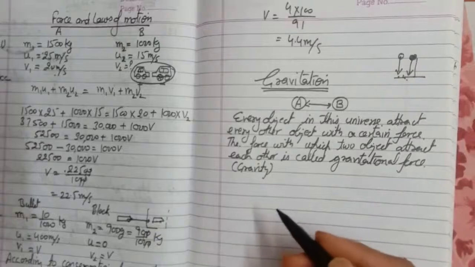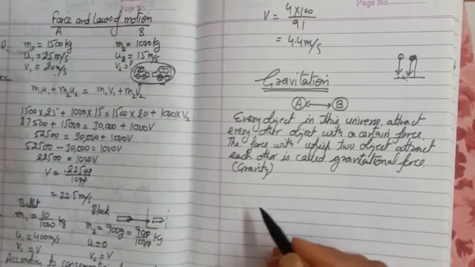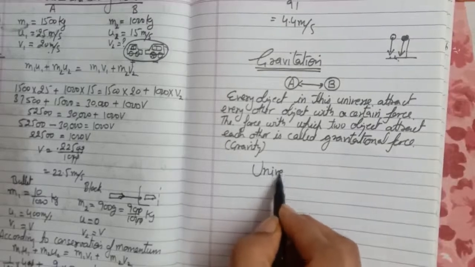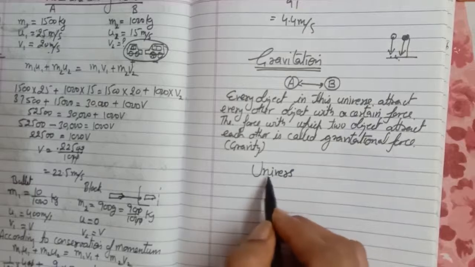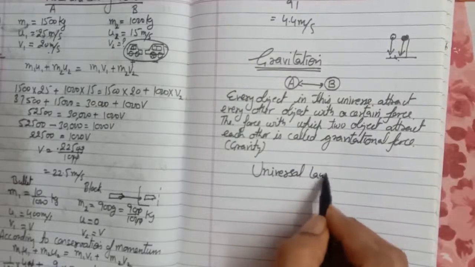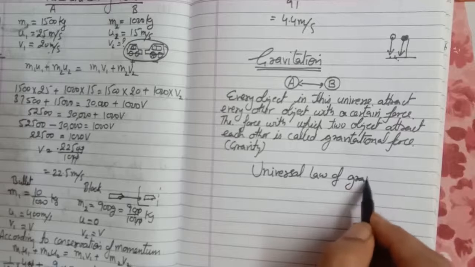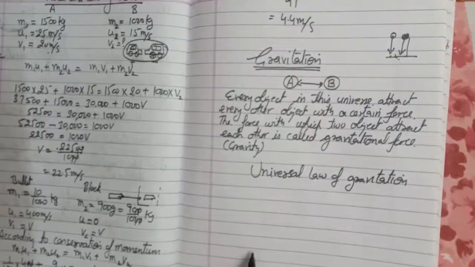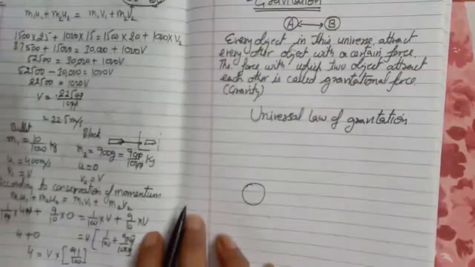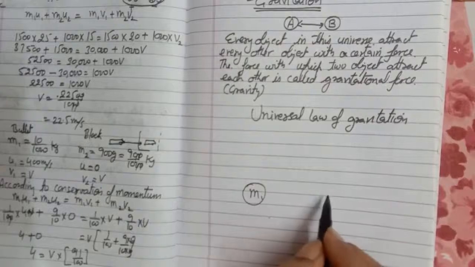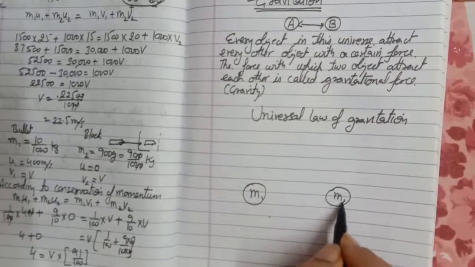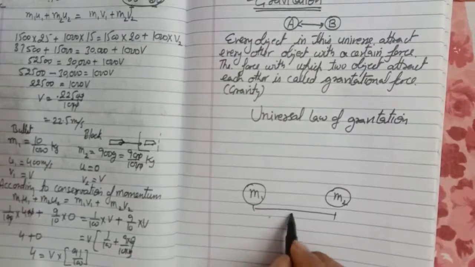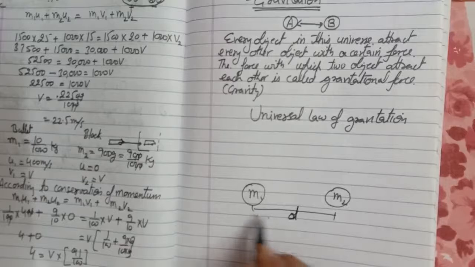Now we will understand what the universal law of gravitation is. The universal law of gravitation was given by Newton. First try to understand the meaning of the universal law of gravitation. According to this law, suppose we have two objects having the masses m1 and m2. These objects can have any mass and they are placed at a distance of r from each other. We can say the distance between them is d.